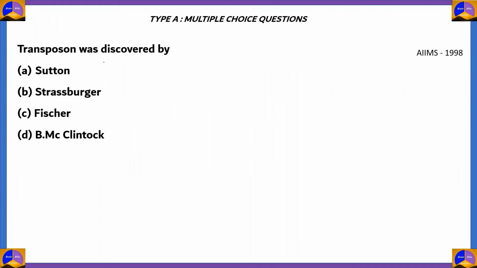Now, let's look at this question. Transposon was discovered by A. Sutton, B. Strasburger, C. Fisher, D. B. McClintock. So what is a transposon? A transposon is basically a kind of gene known as a jumping gene, which can change its location inside a chromosome or inside a DNA sequence.